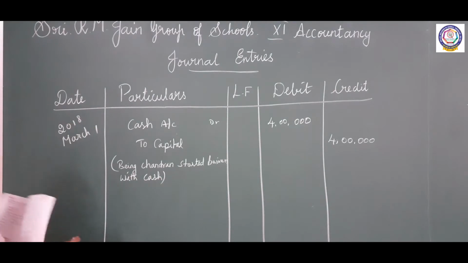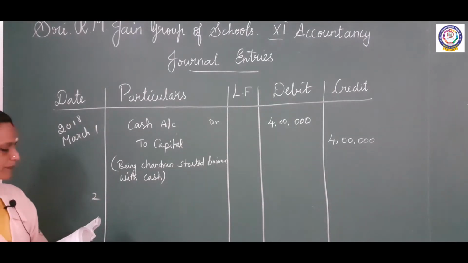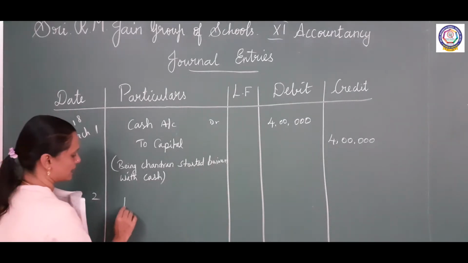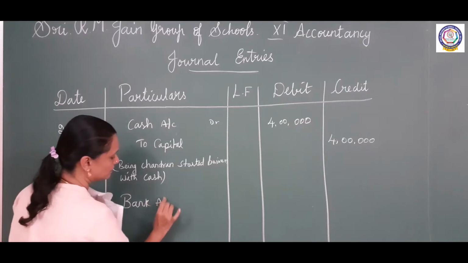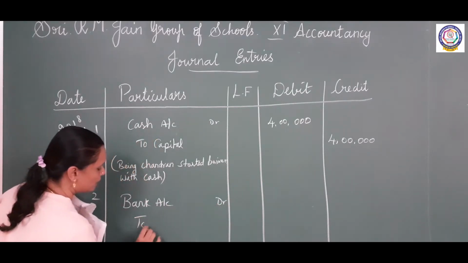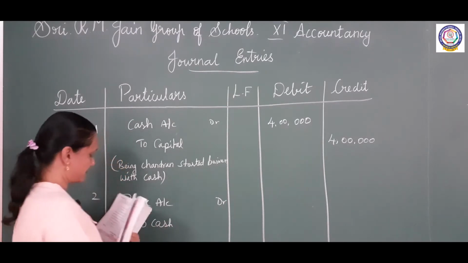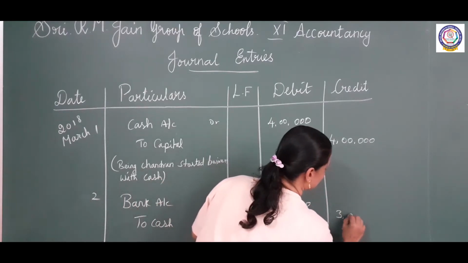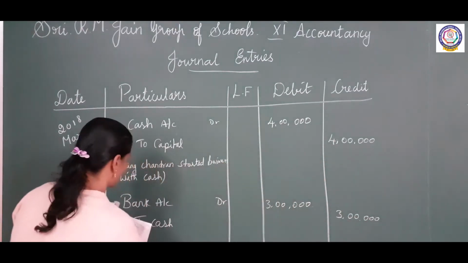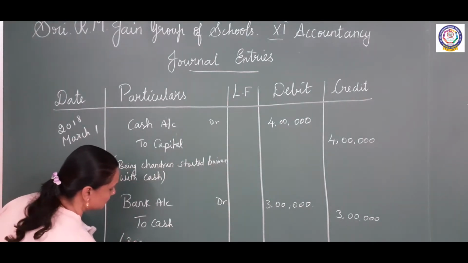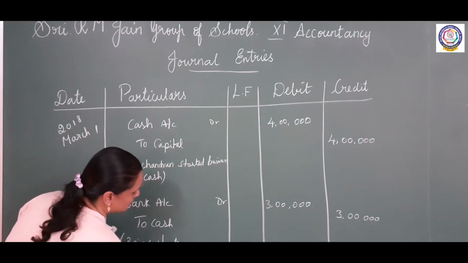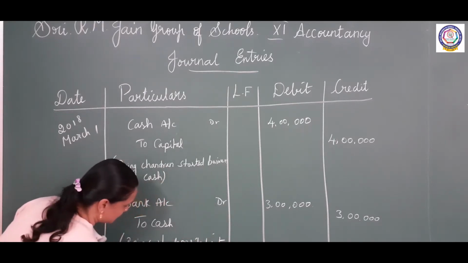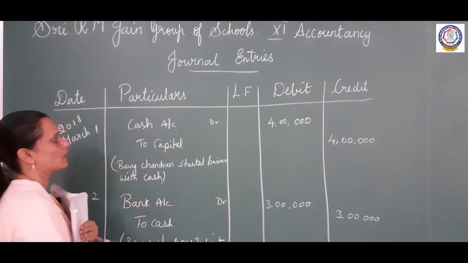And then March 2nd. Cash deposited into bank 3 lakhs. So cash is going outside, the bank is the receiver. So bank account debtor to cash. How much? 3 lakhs. So what you should do? Being cash deposited into bank. Okay, copy this.